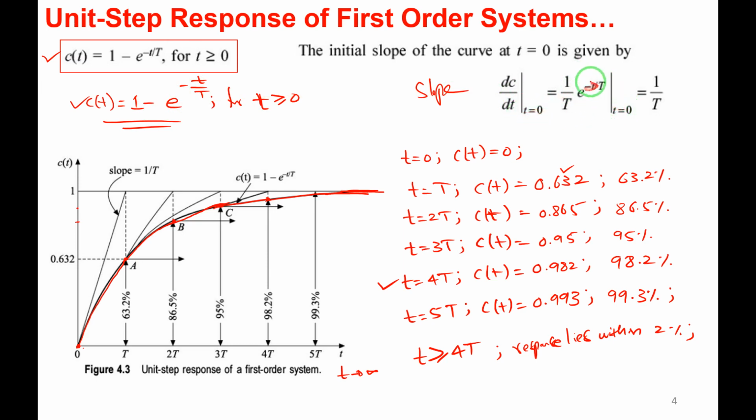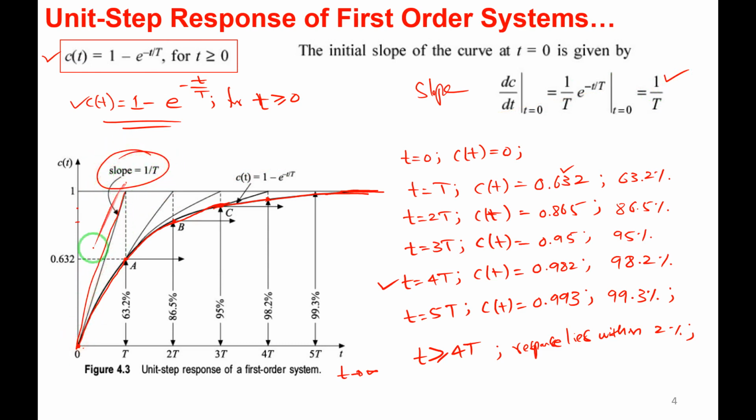If this is 0, this entire term will be 1. E to the power of minus 0 means anything to the power of 0 will be 1. So finally I will be getting the slope as 1 by T. So this slope, this line, just draw this line, observe here. The slope of this line is 1 by T.